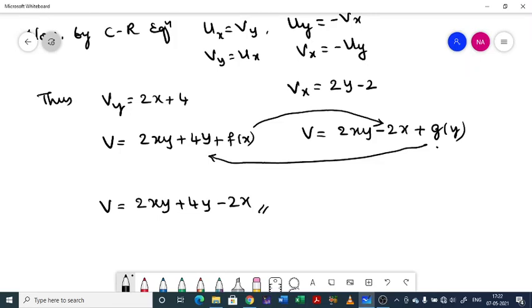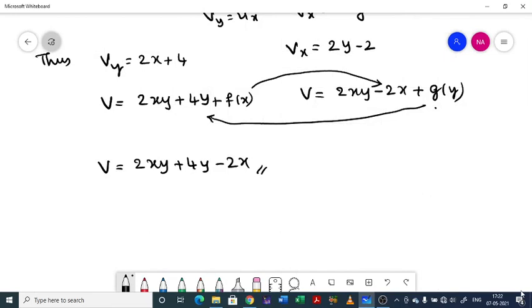That completes the solution. Suppose you need to find f of z, you can proceed with the idea that is used in previous problems. You have to get f of z to be z square plus 4z minus 2iz. That's all.